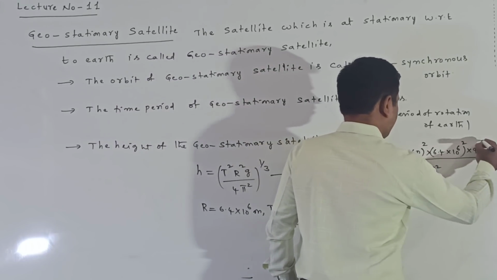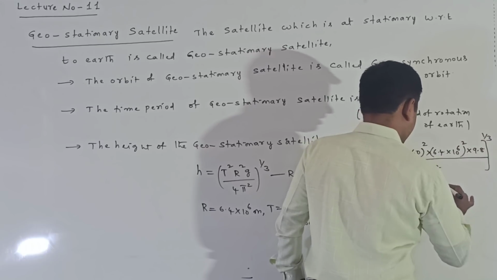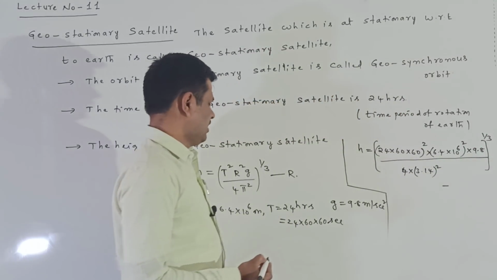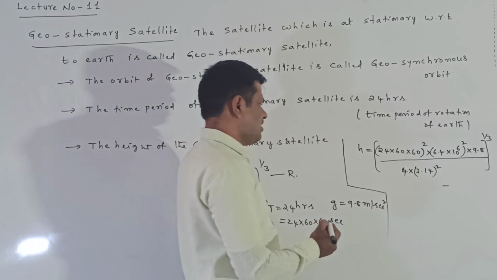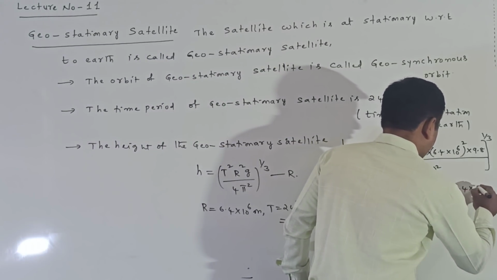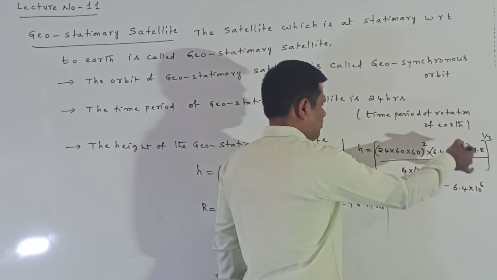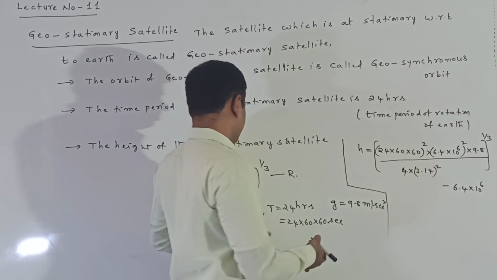This is whole power of 1 by 3, and minus R. Minus R means minus of 6.4 into 10 power of 6.